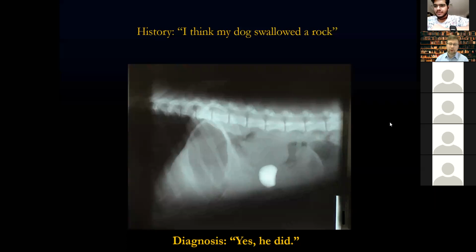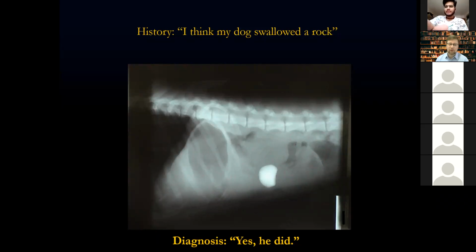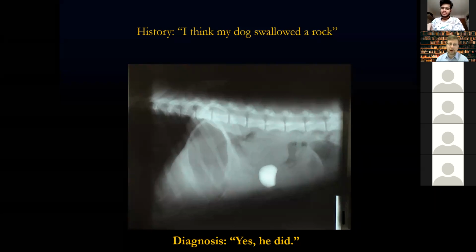A very pretty image which illustrates again the radiopaque structures. The history of the disease: I think my dog swallowed a rock. And diagnosis, yes, he did. Because we can see it's not a human organism, but still we can see here the same principle of interpretation. We can see a rock, a very dense structure that actually reflects and absorbs X-ray waves.